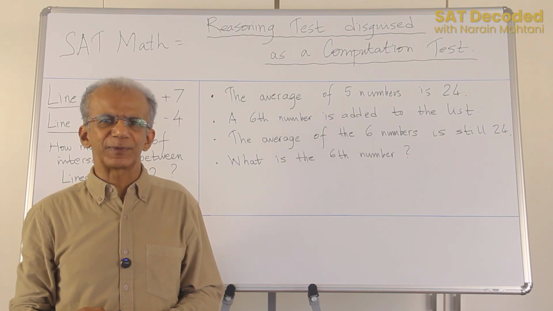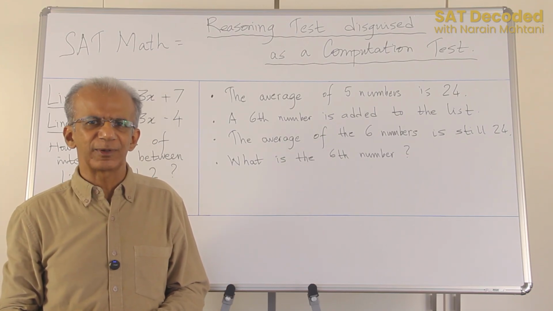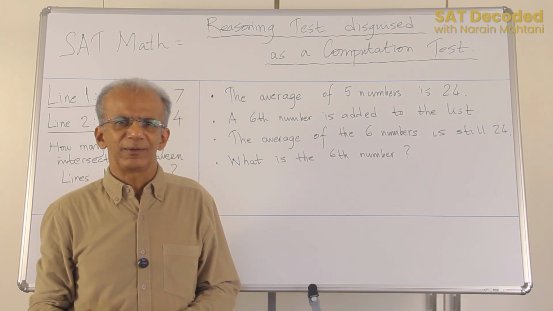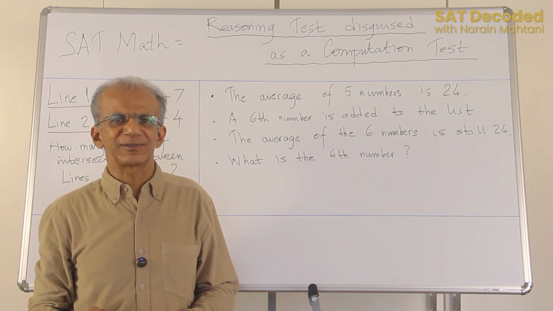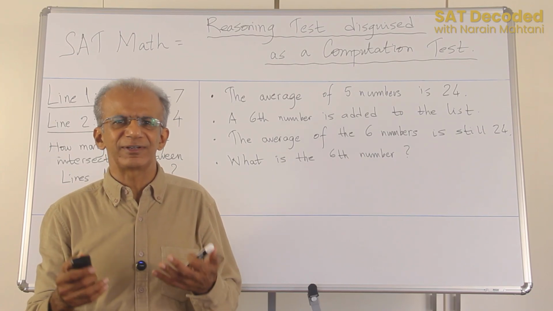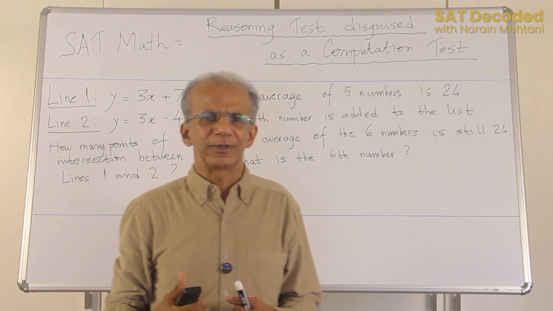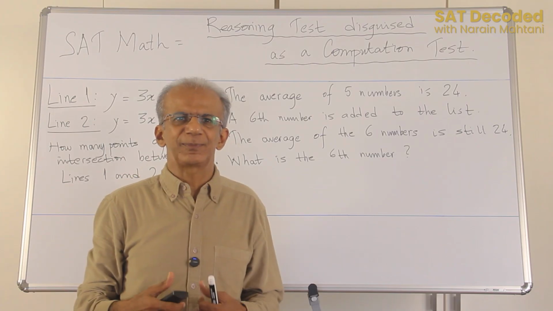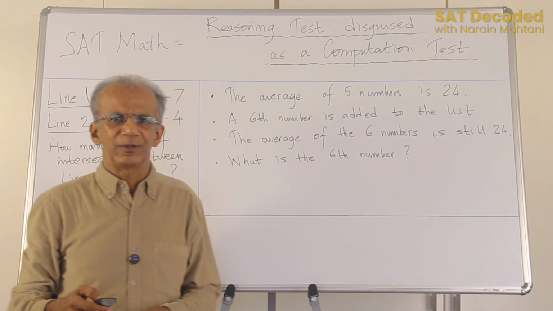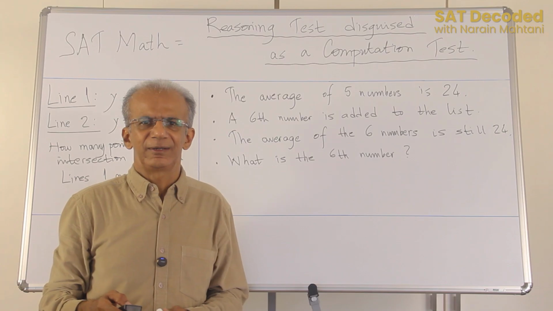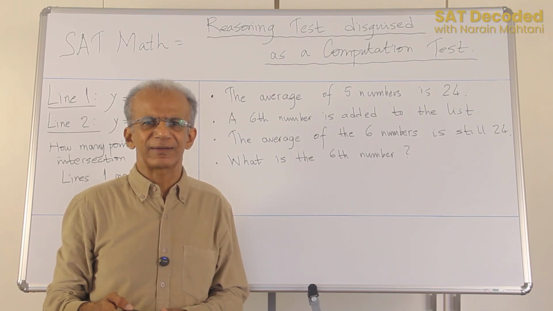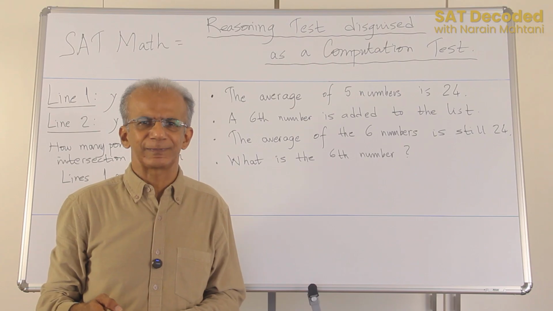If the average of a group is 24 and you add the number 24 to that group, the average stays exactly 24 because you've added a number that is precisely equal to the existing average. It neither pulls the average up nor pushes it down. So the 6th number must be 24. No multiplication, no subtraction, no calculation of any kind. Pure reasoning, pure logic, and the answer arrived at almost instantaneously.